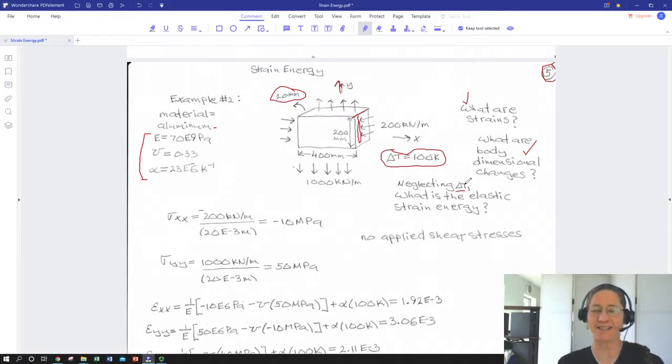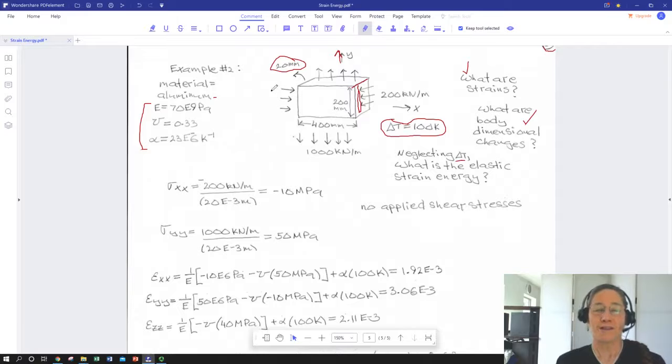thing about neglecting temperature is, remember, our strains have that temperature component. So if we're looking at the elastic strain energy without that temperature component, we're going to take only a portion of the expression for strain when we tally up our strain energy. Well, without any applied shear stresses, it's a good thing we didn't have since we didn't have a shear modulus, but we're basically using just the axial or normal stress component of Hooke's law.